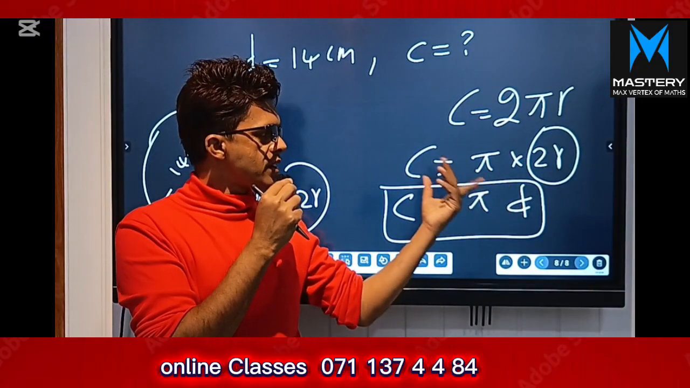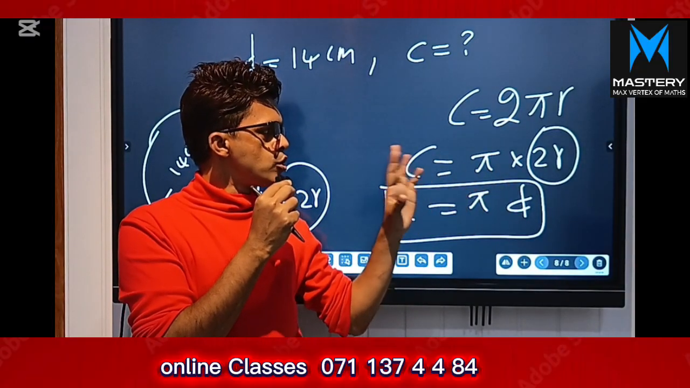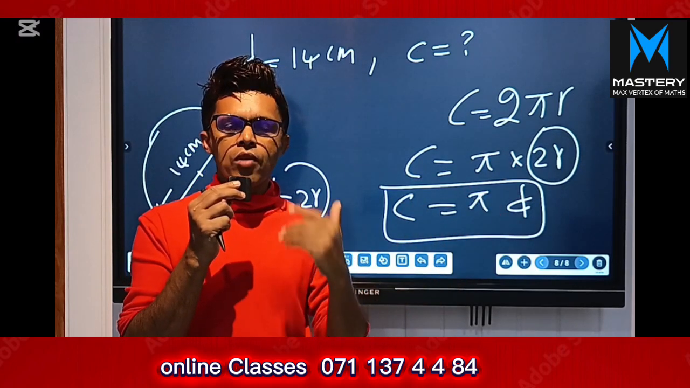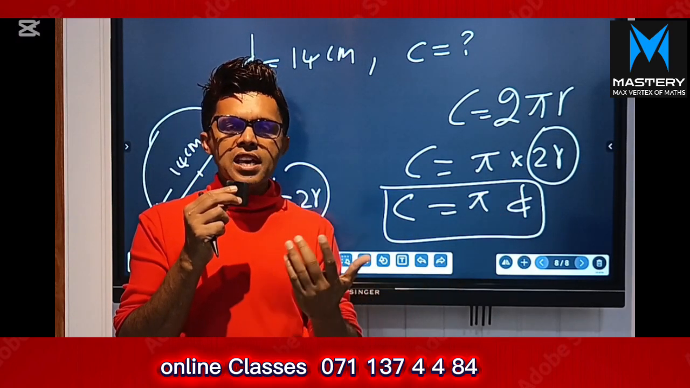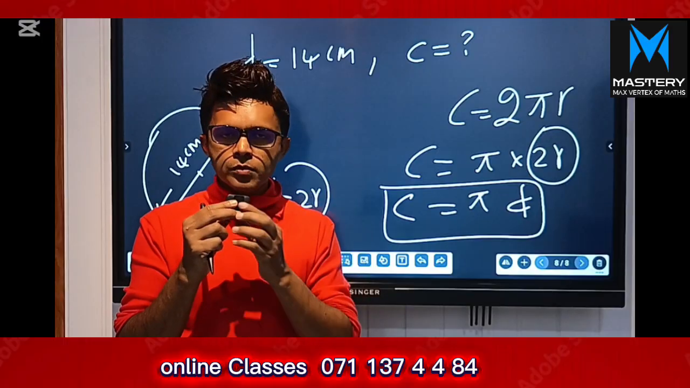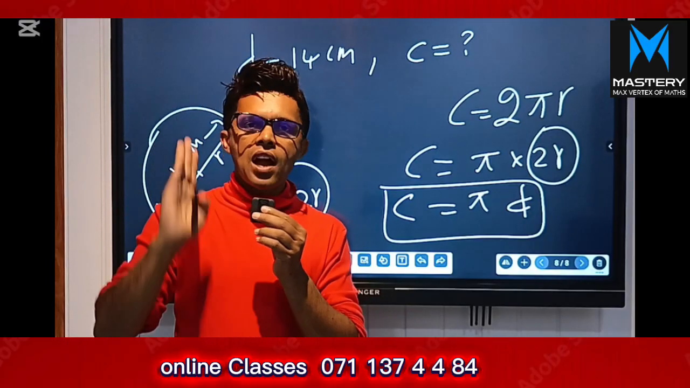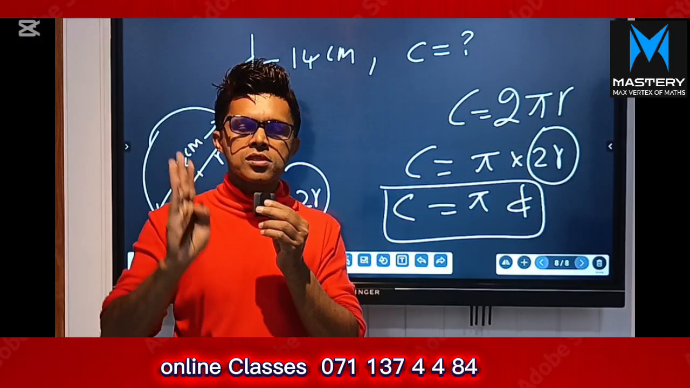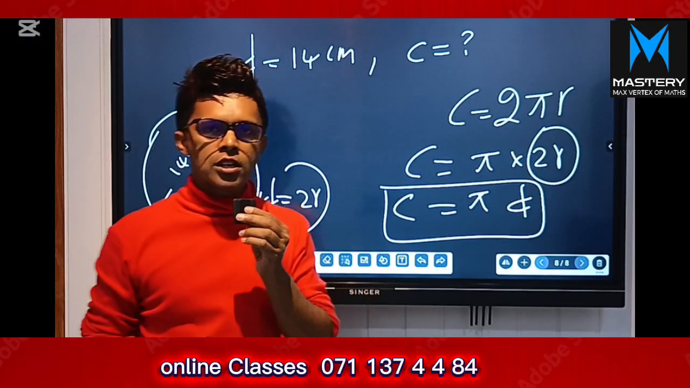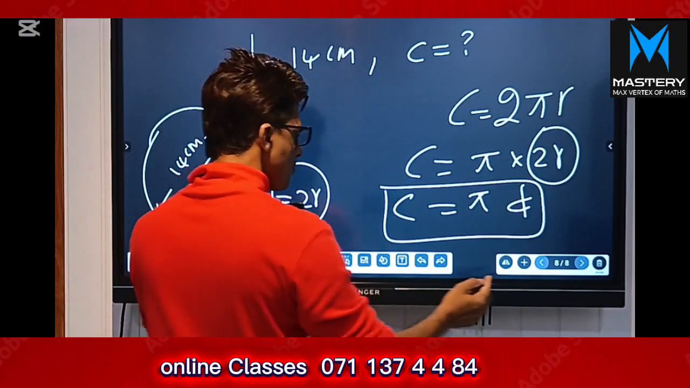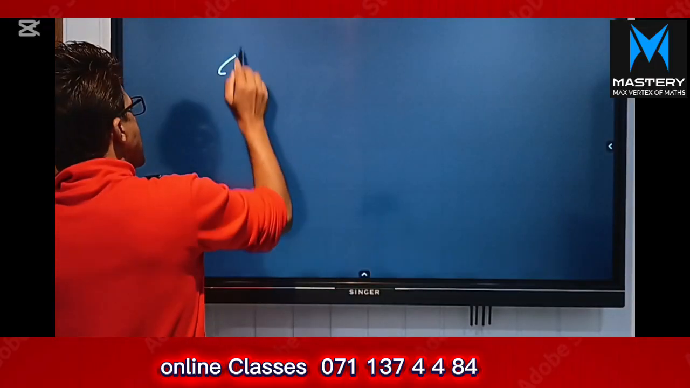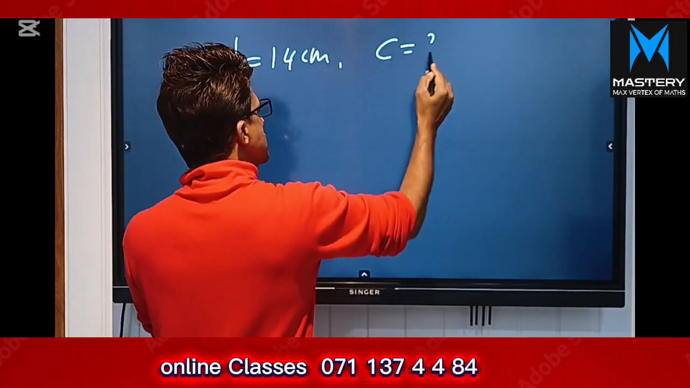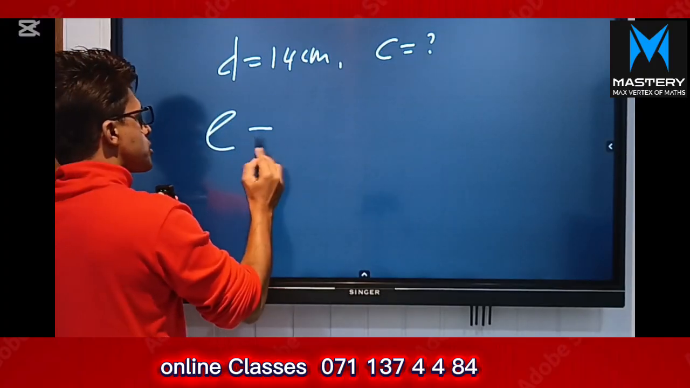How did we create this formula? Using 2r, instead of 2r we are able to write d. So c equals pi d. When you know the value of d, the formula c equals pi d can be used. So when d equals 14 cm, find the value of c. Right now, c equals pi d.